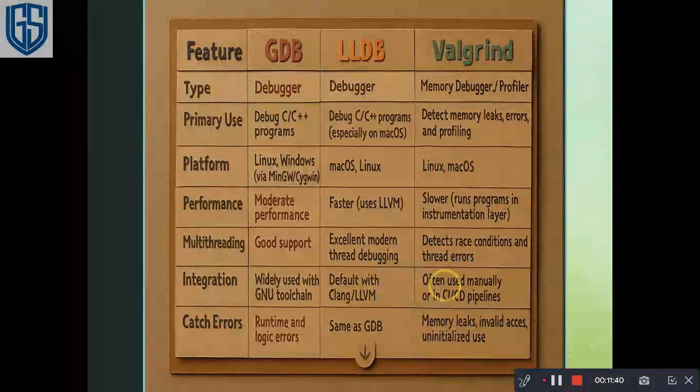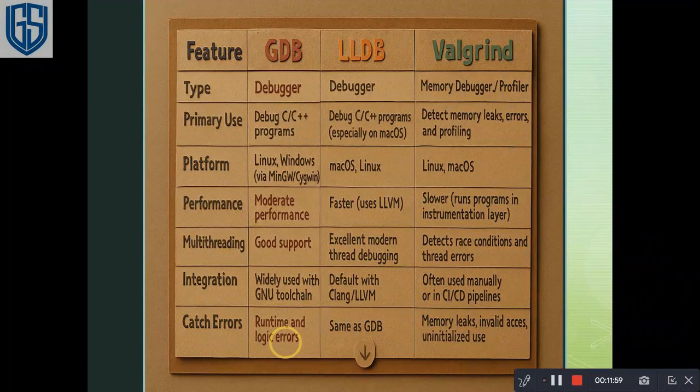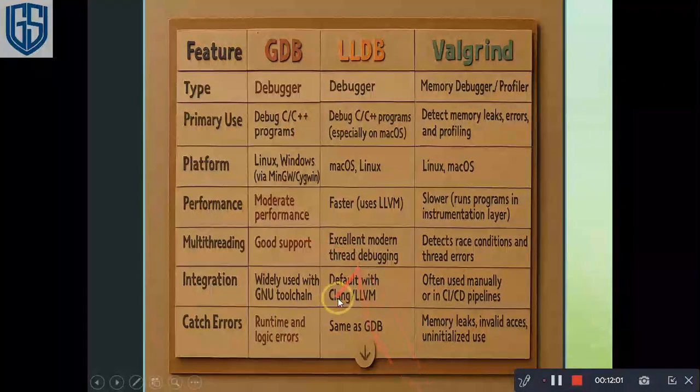The code whatever we have written, we can check with valgrind, and it catches runtime and logical errors, like divide by zero, and the memory related errors which we have seen, and logical errors where the programmer has not written the code properly. And LLDB is also the same as GDB. It provides detection of memory leaks, invalid access, and uninitialized use, which we already explained.